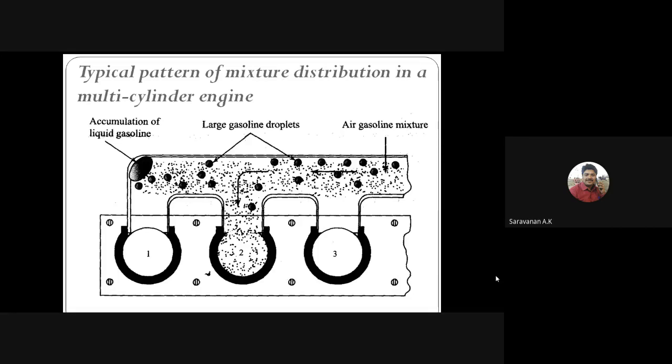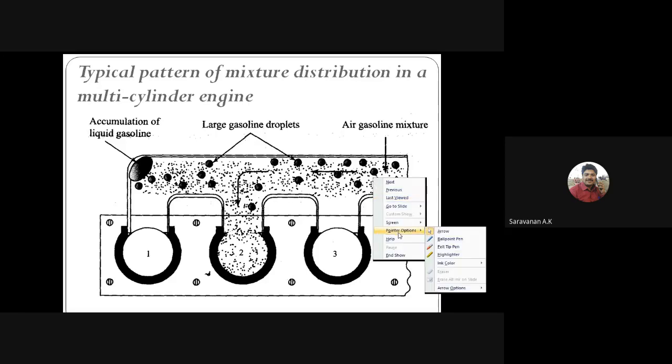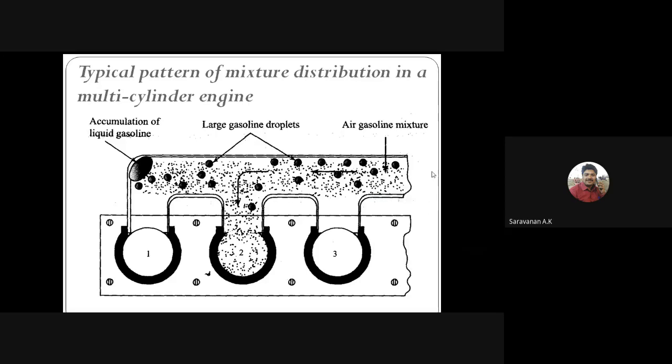Here you can see the pattern of the mixture distribution in a multi-cylinder engine using the carburetor. From the carburetor, the air gasoline mixture comes in this direction.